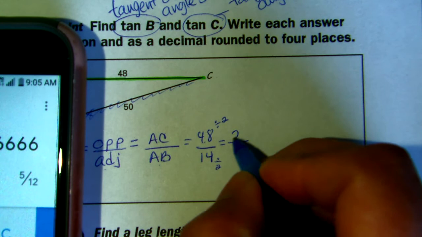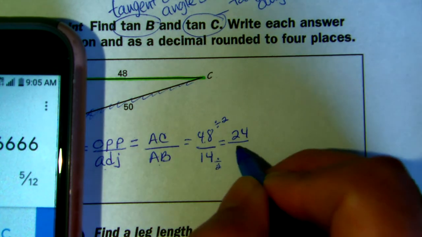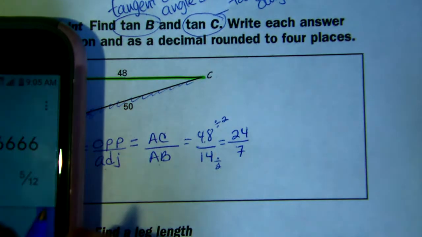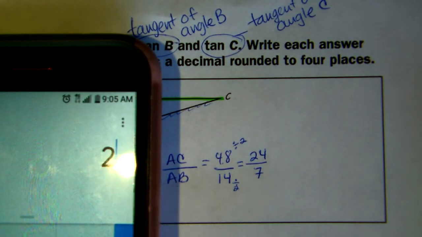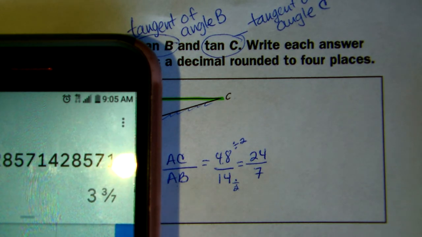48 divided by 2 is 24, and 14 divided by 2 is 7. This is the simplified fraction. So now let's get that fraction in our cell phone. 24 over 7. It gives us 3.4285.